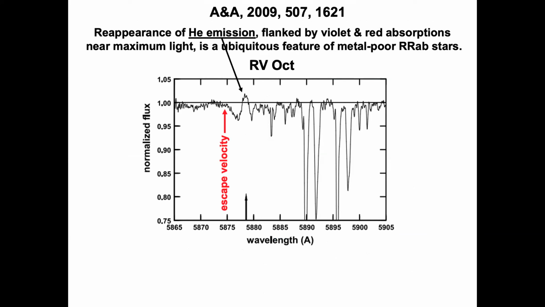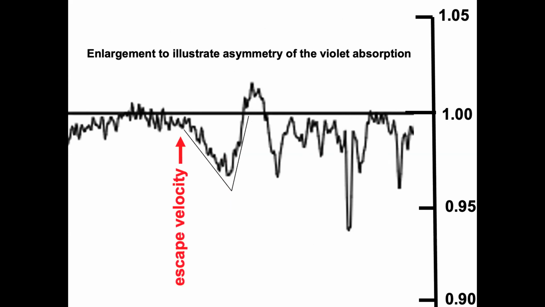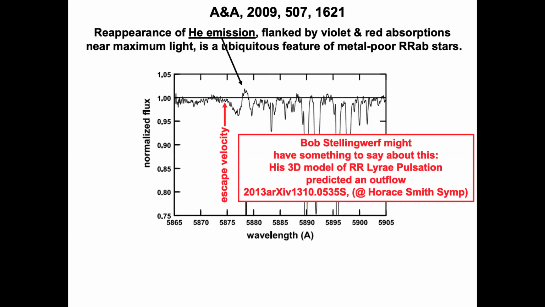I don't know quite how to interpret that. Here's an enlargement to illustrate the asymmetry. So the asymmetry is real enough. Why it's asymmetric, we could argue about. I think Bob Stellingwerf, who's not here today, might have something to say about this, because he presented a 3D model of RRL pulsation at a symposium honoring Horace Smith about 10 years ago.